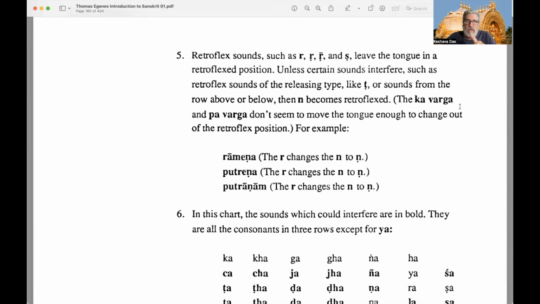So unless certain sounds interfere, such as the retroflex sounds of the releasing type, like ta, and sounds from the row above or below. What's the row above or below again? The row above is the chavarga, which is the palatals. The row below is the tavarga, which is the dentals, right? Then, unless there's an interference like that, the dental N gets retroflexed, or cerebralized, and gets turned into the cerebral N. We already talked about why kavarga and pavarga letters don't seem to make that interference work.